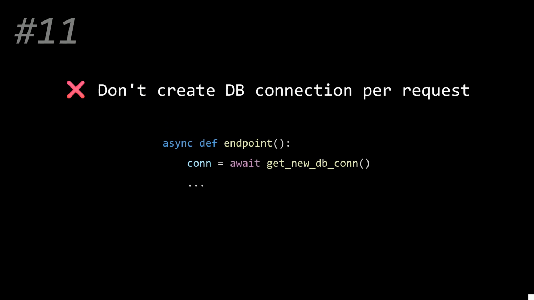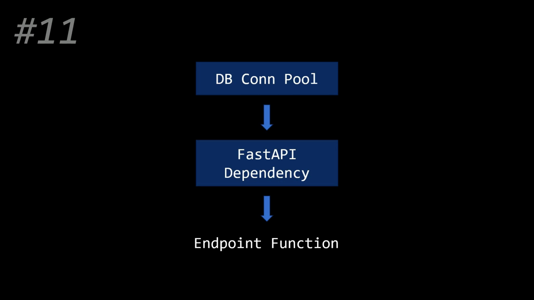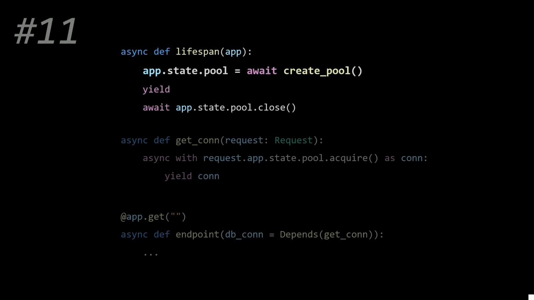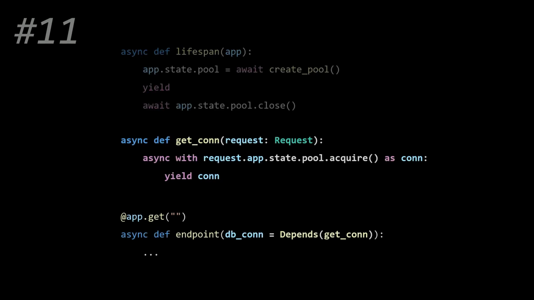Number 11, avoid creating a new database connection in every endpoint. Instead, you should use a connection pool and access these connections through dependency injection. There are two common ways to do this. The first one is storing the DB connection pool in the app state. You initialize the connection pool within the lifespan function and then store it in app state. After that, you create a dependency that retrieves a connection from this pool. You will typically use an async with block to ensure the connection is properly released. This method makes it straightforward to clean up resources during shutdown, which is particularly helpful if you are working with multiple databases.